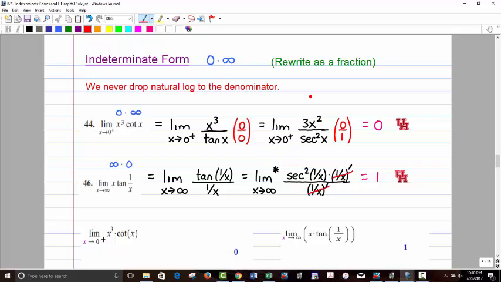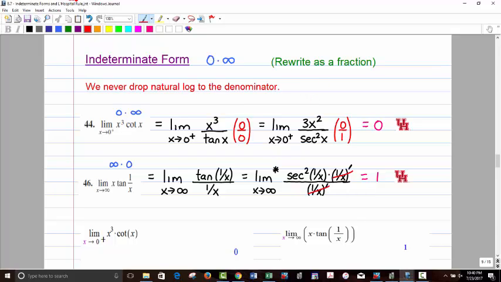But otherwise, there are no really set rules, so you have to be careful. But the good news is, if you try one method and it seems to be getting worse and worse, then go back and change it to drop the other term down to the bottom, unless it was natural log, and then we don't do that.